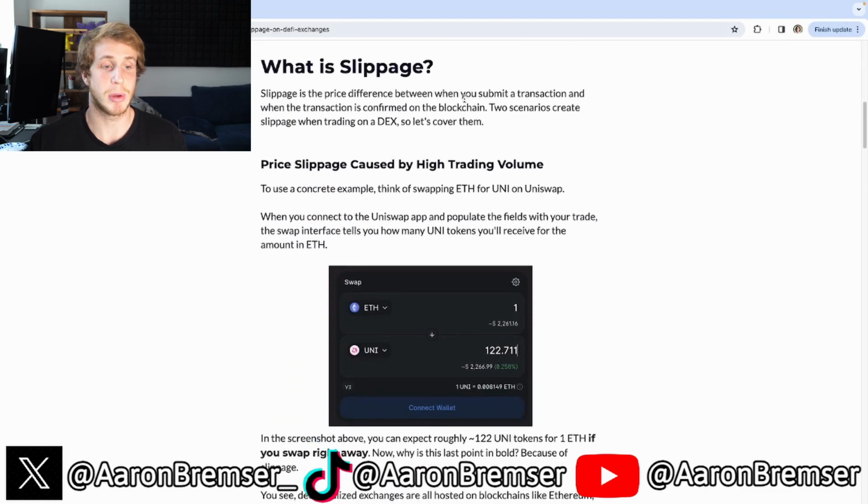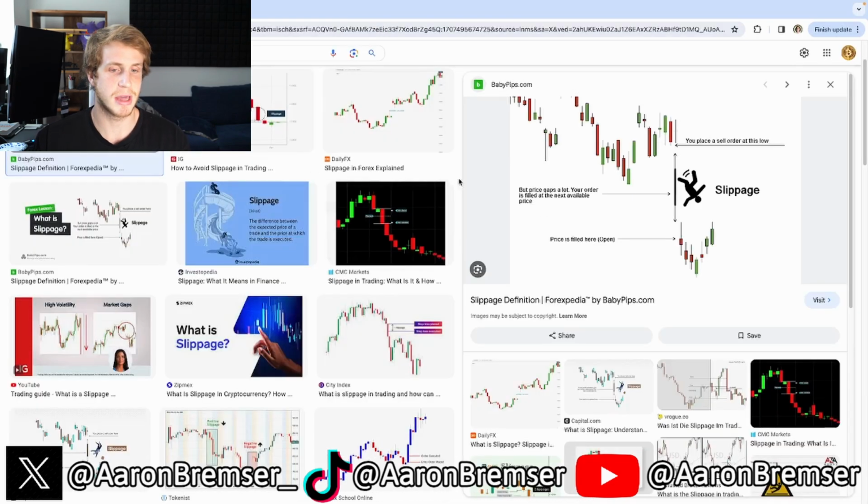Slippage is the price difference between when you submit a transaction and when the transaction is confirmed on the blockchain. Two scenarios create slippage when trading on a DEX. So let's cover them. First, I'm going to show you a picture example of what this looks like. As you can see here, you place a sell order at this low. So the order went in. You could think of this as, let's just say we're trading Ethereum. This is the Ethereum chart. Actually, not Ethereum, but some random shitcoin. You placed your order here, but your order actually got filled on the blockchain down here. So there is the slippage.